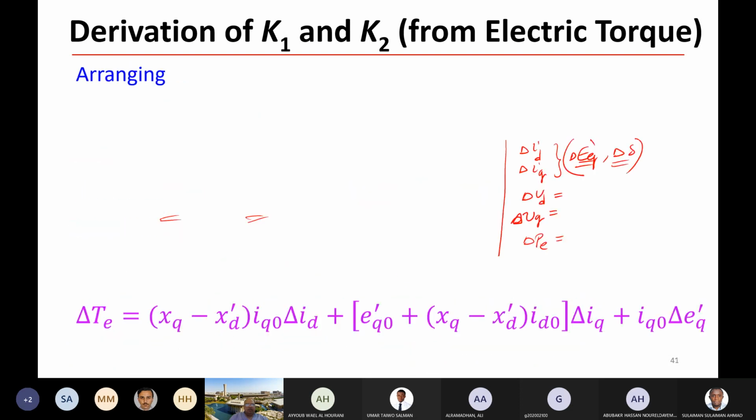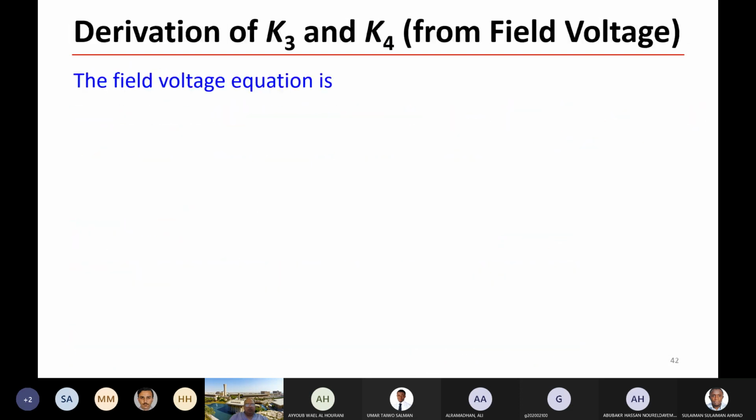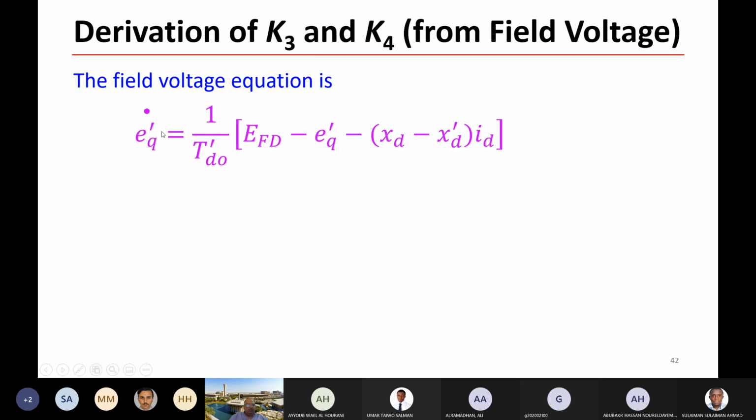Okay. K3 and K4 comes from the internal voltage equation. Field voltage, this is EQ prime. If you need to linearize this one, delta EQ prime, then you need to express the ID in terms of delta and delta EQ prime. You have a delta ID. We already derived the delta ID in terms of delta EQ prime and delta. We have that equation in the first derivation of K1 and K2. So if you have delta ID, you can express it here.